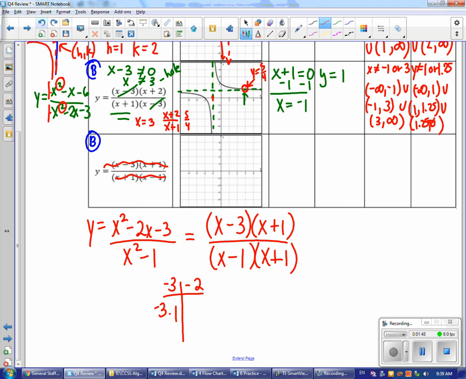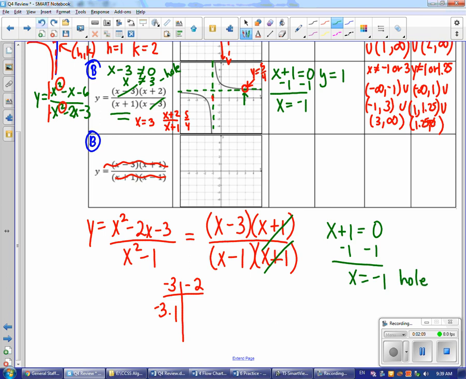Okay, so once I have it in factored form, remember if we have a pair of factors that cancel, so if I have the same factor on top that I have on the bottom, that's going to be associated with a hole in the graph. So to figure out the hole in the graph, I'm going to set that x plus 1 factor equal to 0. And if I subtract 1 from both sides, I find that x equals negative 1 is going to be a hole in the graph.